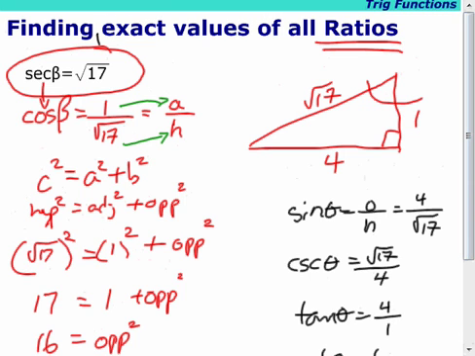So if in a question they ask me to find the exact values of all ratios, and they give me one ratio, find out what that one ratio tells me. In this case, converting it to the reciprocal of both sides, I found that the cosine ratio was 1 over root 17, giving me the adjacent side and the hypotenuse side. Using Pythagoras, I could determine what the opposite side was. Once I knew all three sides, then I could give out all of the ratios. And these are the exact values when they have root signs in them.